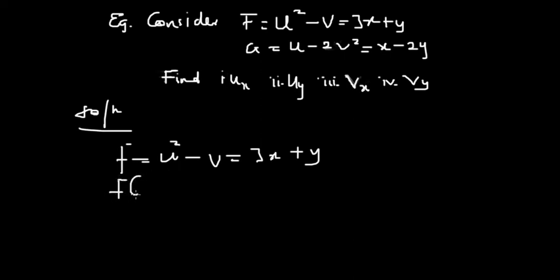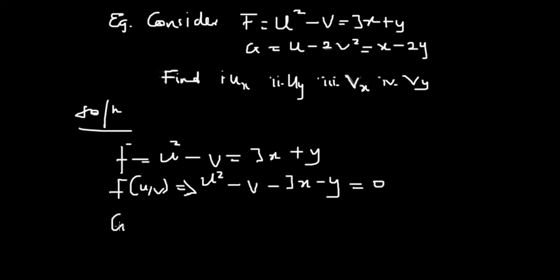So we have F of uv, and that will give us u squared. Let me use this arrow so that you don't get confused. So we have u squared v. Let's bring this one to the left hand side. So we have minus 3x minus y. Then you equate all of that to 0.